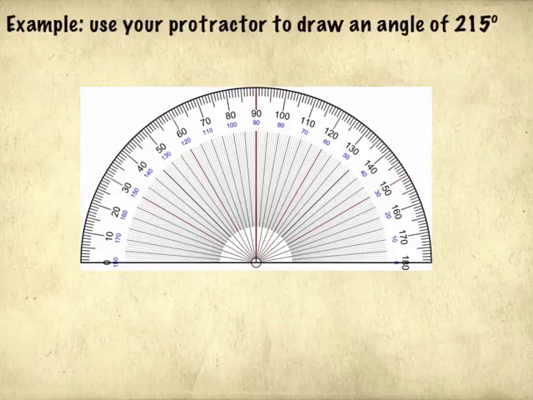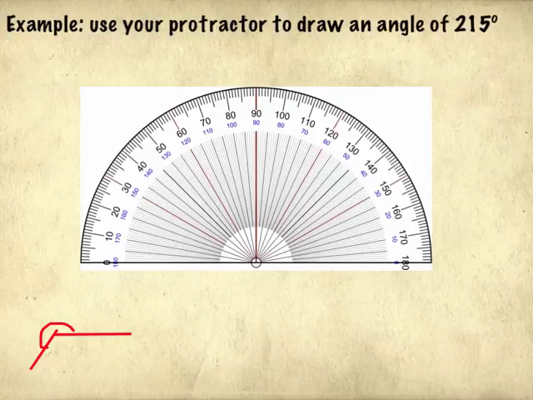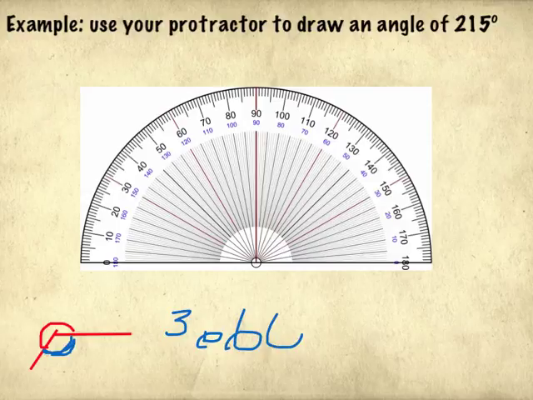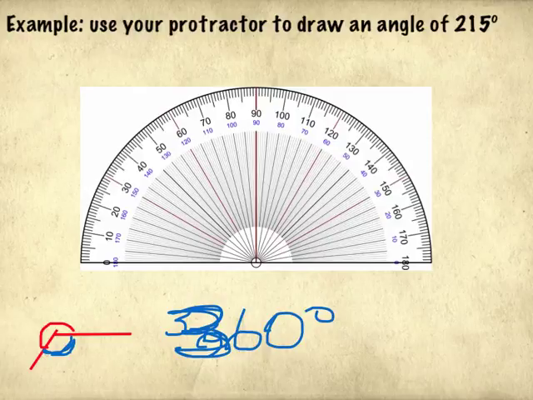So for example, I'm being asked here to draw an angle of 215 degrees. My protractor only goes up to 180. So that's going to be a problem for me. Now I know that when I'm done my angle, it's going to look something like this, and the angle will be this part. Now look what happens though. If I finish drawing the angle, it makes a complete circle, which means that that whole circle will have a value of 360 degrees. There you go, 360 degrees.